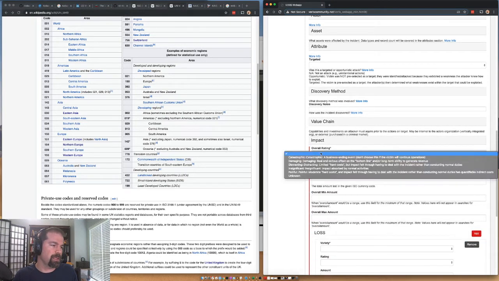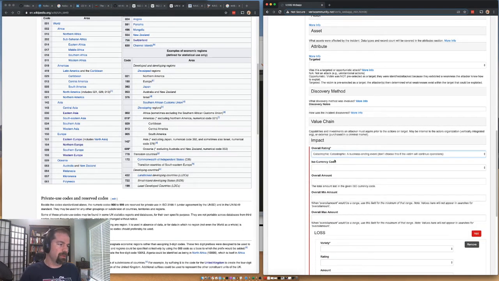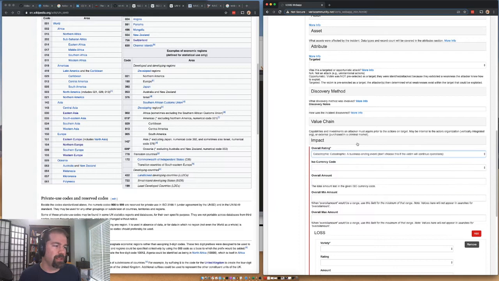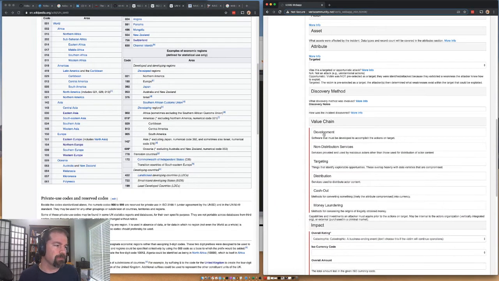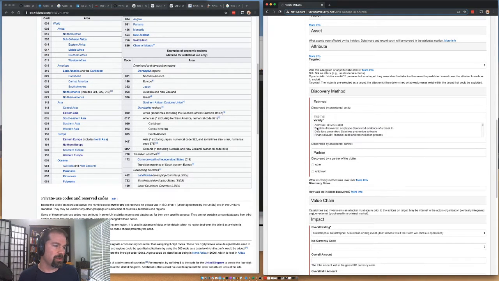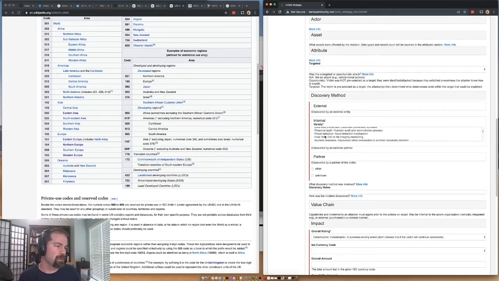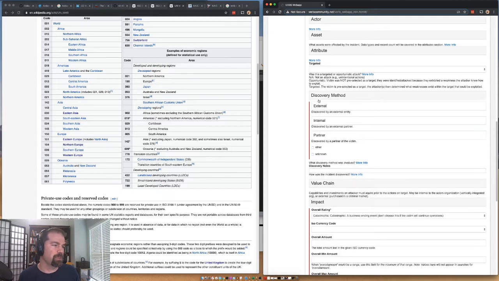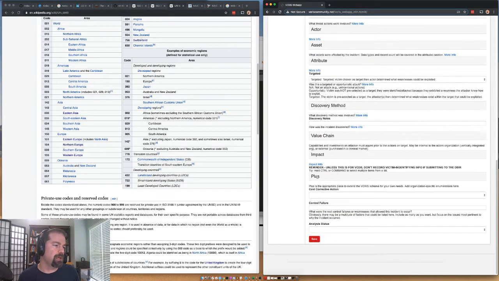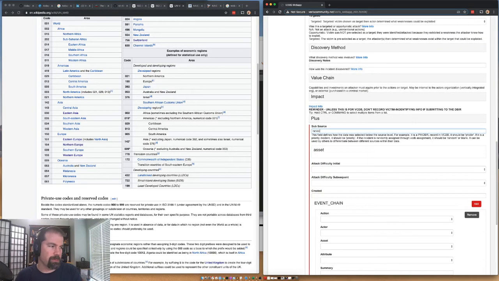So this one, the impact's going to be catastrophic. They had to restart the business. Yeah, I think they had to restart the business. Really, no development chain because this was from misuse. Discovery method, internal. See, reported by employee, which was owners, but still. Targeted, this was very targeted. So impact was catastrophic. They lost the business. Plus, this was a random assignment.